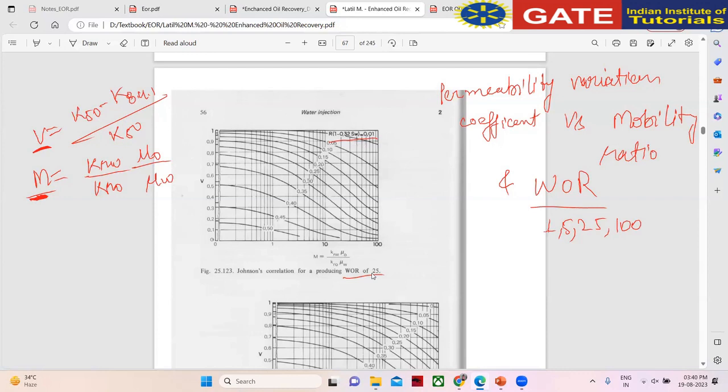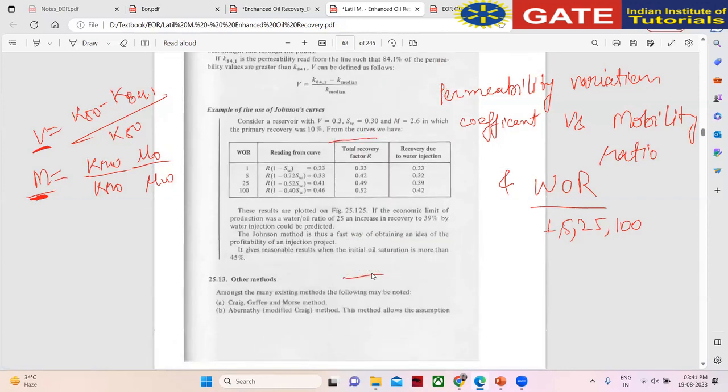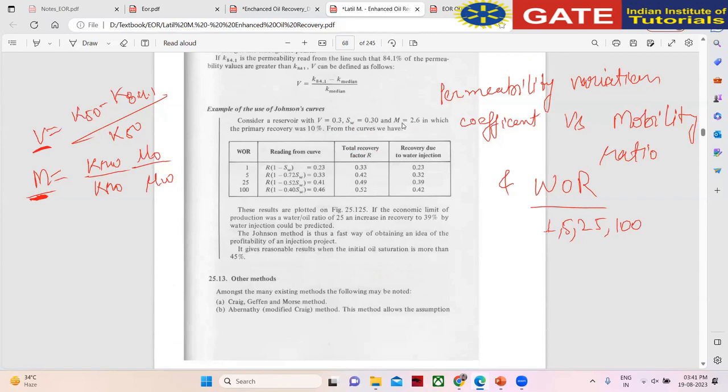So let's see that question. Consider permeability variation V is 0.3 and saturation will be 0.30. And mobility ratio is 0.25, 0.26, in which the primary recovery was 10%.